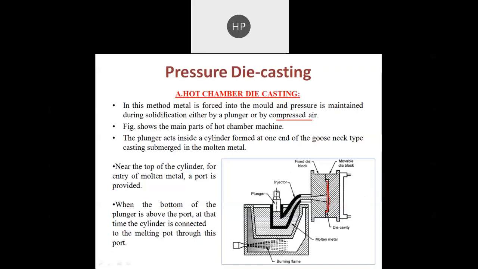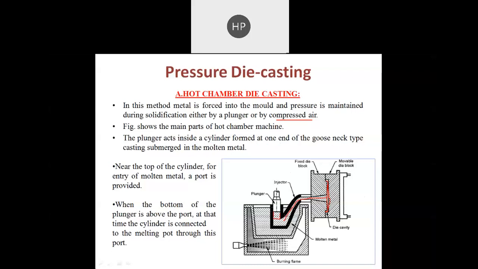So as we know, as the plunger comes down, whatever molten metal is there will be pushed into this hollow cavity. The plunger acts inside a cylinder formed at one end of the gooseneck.